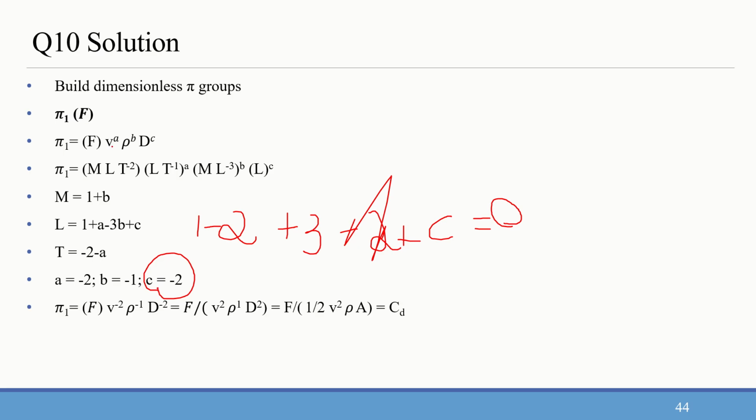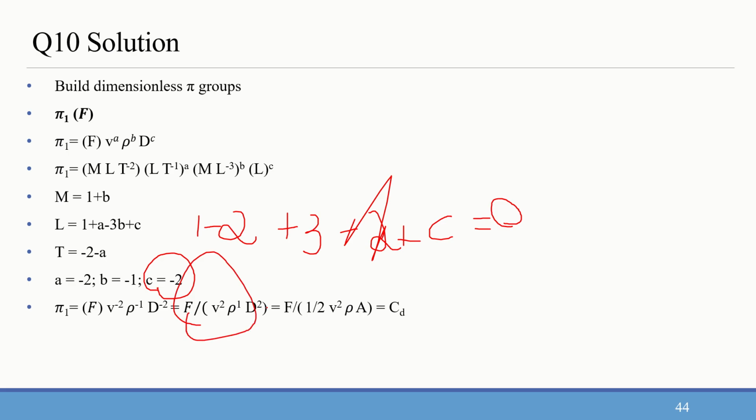So after that we are substituting here. So F V^a rho^b D^c. So F, V to the power of minus 2, rho to the power of minus 1, D to the power of minus 2. So what happens? F by V square rho D square. So what are we reminded of from this?